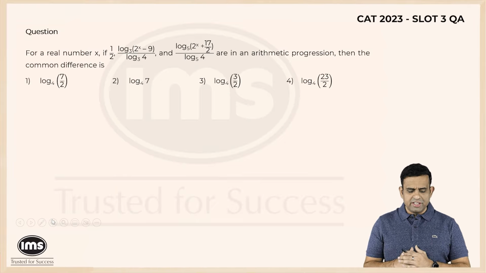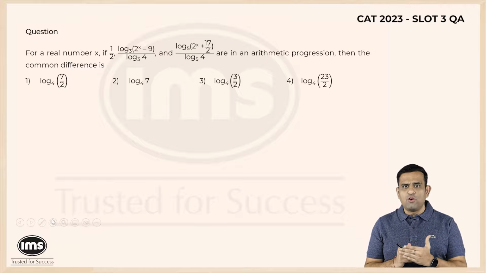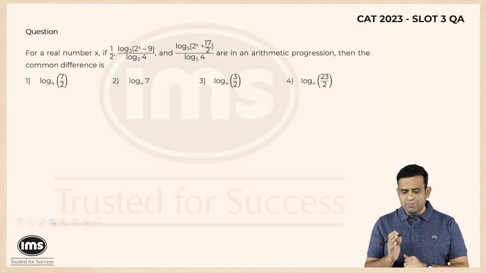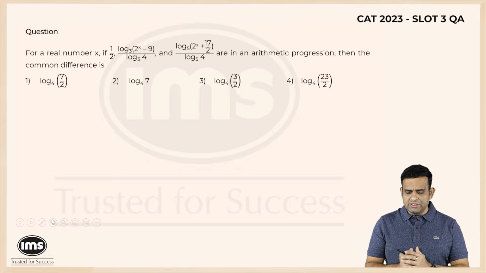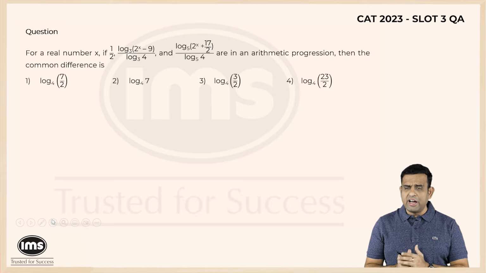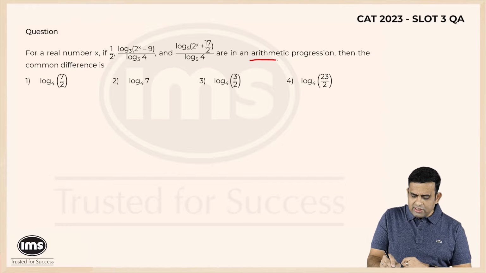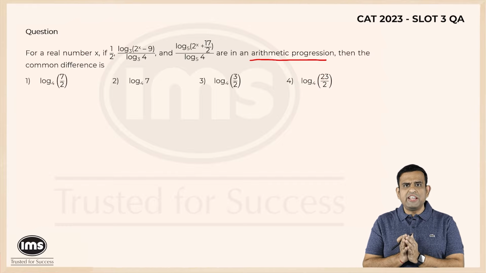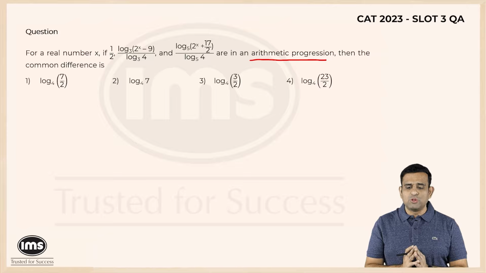In the next sum, it is given that for a real number x, half, log of 2 raised to x minus 9 base 3 divided by log of 4 to the base 3, and log of 2 power x plus 17 by 2 base 5 divided by log of 4 to the base 5 are in AP. So here you can see a question on AP. At the same time, the terms given to you are in terms of log, and the task is to find out how much is the common difference of such an AP.